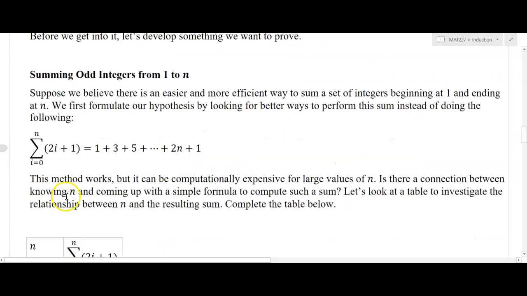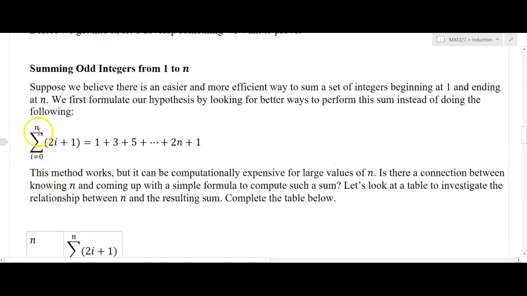So for instance, if we were adding numbers of the form 2i plus 1, starting at i equals 0 and ending at n, imagine this to be a for loop. We're basically just going to add iterations of 2 to the i plus 1 together. Okay, so the way this starts off is for a summation, i becomes 0, and now that term is going to be 2 times 0 plus 1.